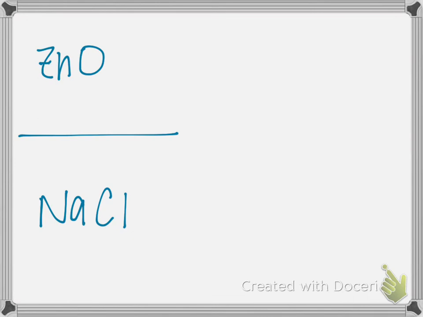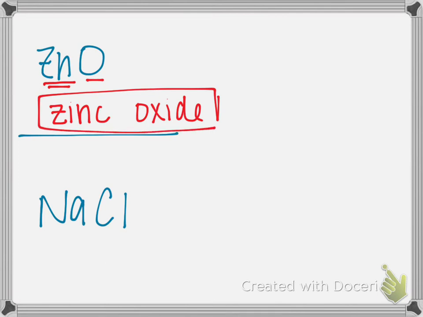So go ahead and pause it and give me the name for those 2 formulas, and when you're ready, you can hit play again. This one I'm looking at the cation, that is zinc, and the anion is oxide. That's it, so zinc oxide.